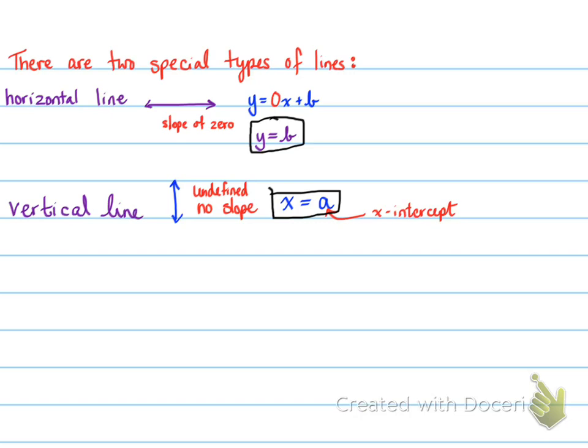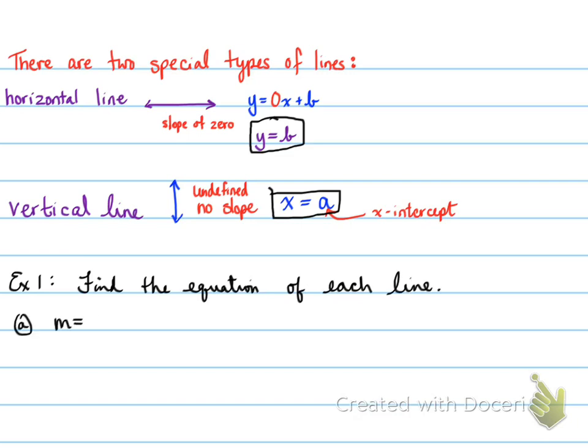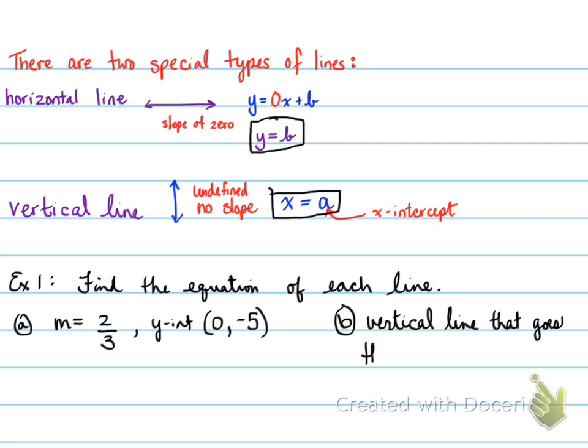Okay, moving on. Let's look at the first example. Example 1. Find the equation of each line, where we have a slope and a y-intercept, a vertical line going through a specific point. Let's look at these particular examples first. All right, folks? Okay, first one. M equals 2/3 and the y-intercept is (0, -5). What are you given here? Well, you're given a slope and a y-intercept. Perfect. That will actually give us the equation.